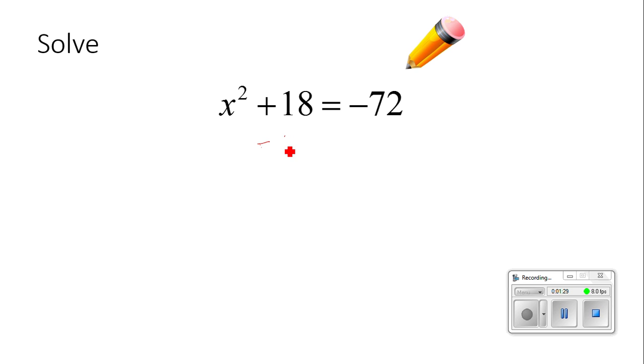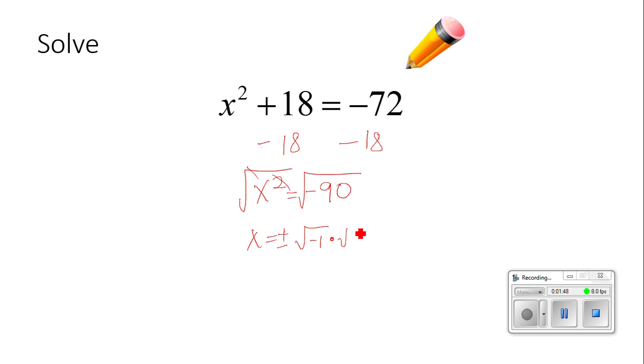Okay, here we're going to subtract 18 from both sides. We have x squared equals -90. Square root both sides. The square root and x squared become x. The square root of -90 becomes plus or minus the square root of -1 times the square root of 90. But 90 can be broken down into 9 and 10. And if you're still struggling with that after a few times, you should be getting better at that. Thinking about all those perfect squares that we know.